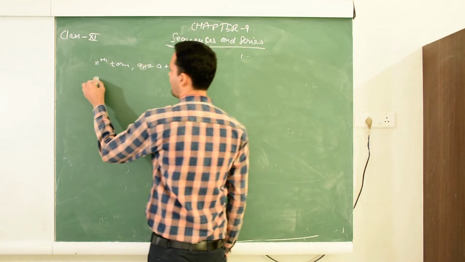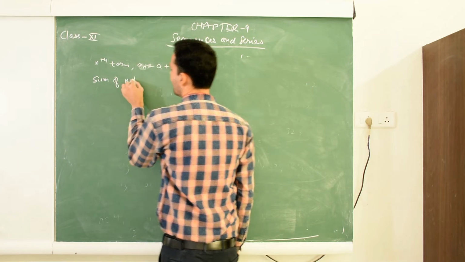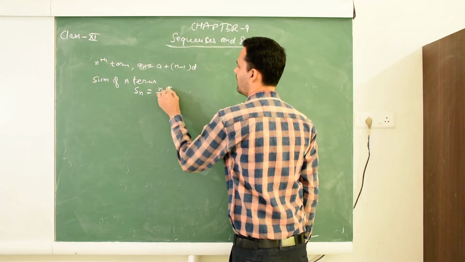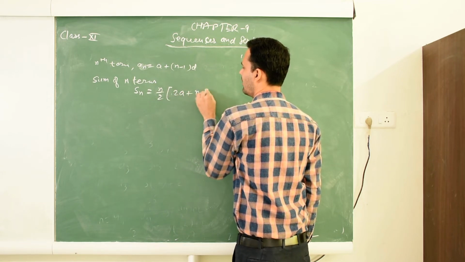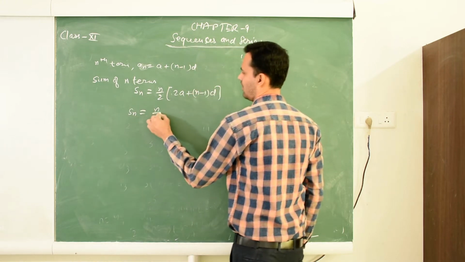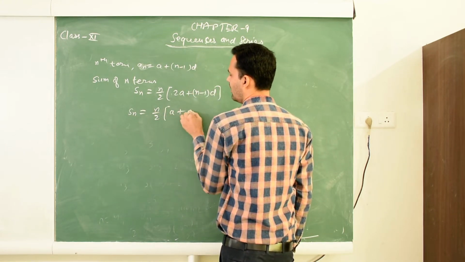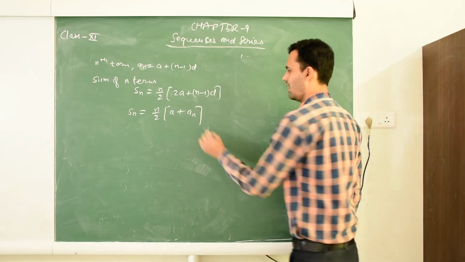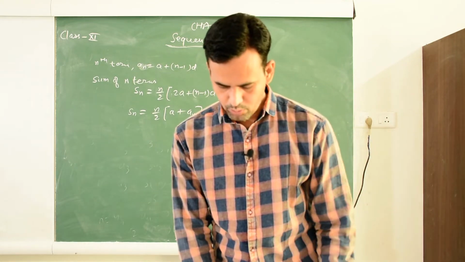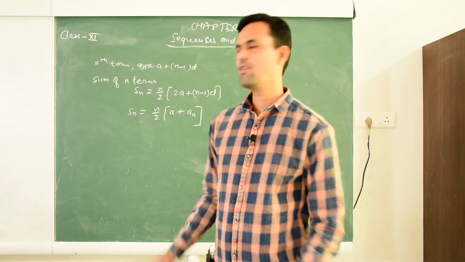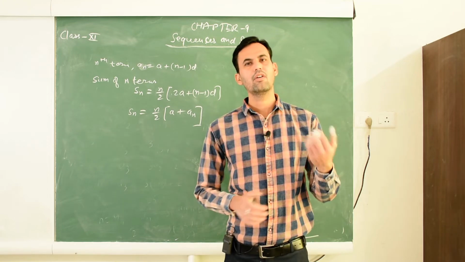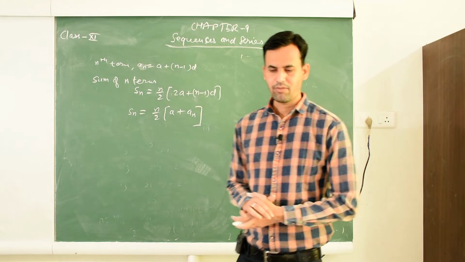Then the sum of n terms, Sn equals n by 2 into (2a plus (n minus 1)d), and if we know the last term, then n by 2 into (a plus an), or (a plus l). These are 3 formulas for exercise 9.2. You are all familiar with these formulas because this exercise is also in class 10th, chapter 5.